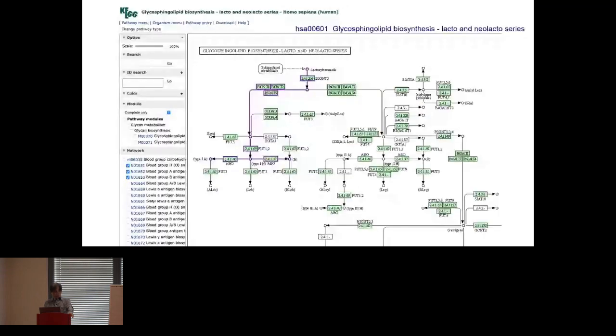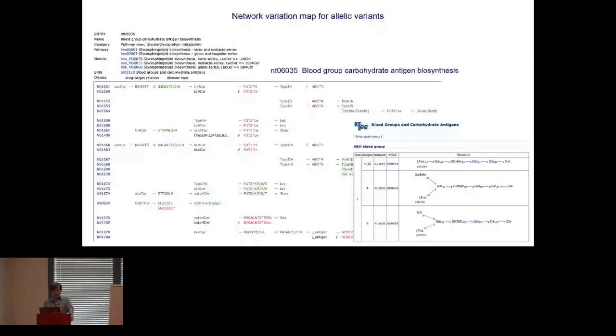One example is this: glycosphingolipid biosynthesis, lacto-neolactoseries, and this map contains glycan antigens related to blood types. For example, this one is A type, O type, and B type. So these are not diseases, but more like a diversity of the human genome.